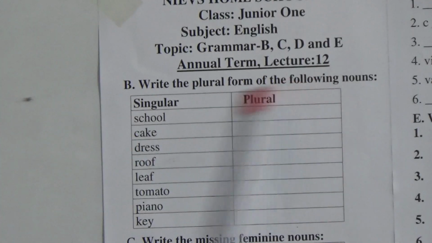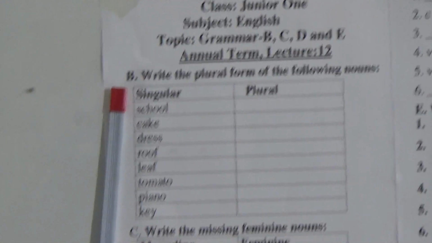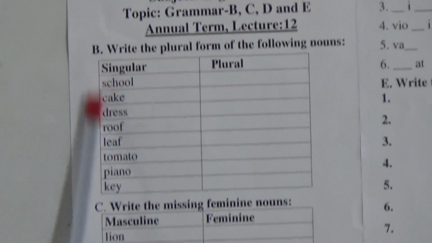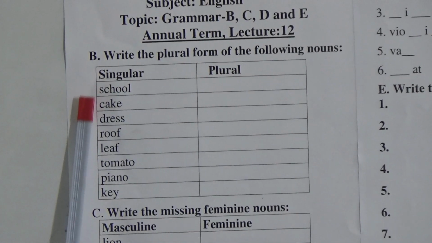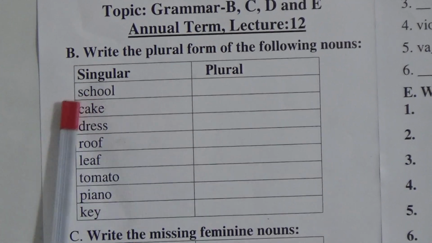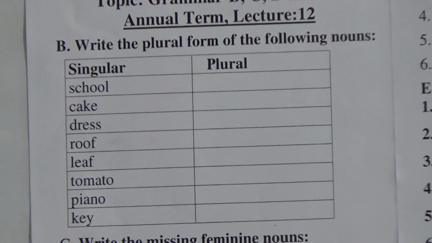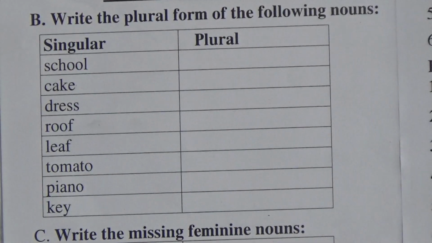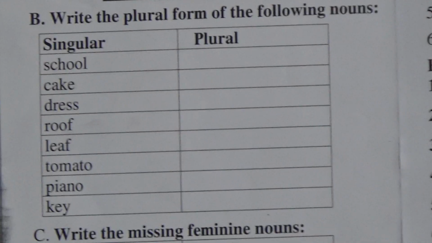Annual term, lecture 12, grammar number B: write the plural form of the following nouns. In your exam, you will also find this kind of copy. You will have to write the answer in the box. So what is plural and what is singular? I want to mention what is singular and what is plural.